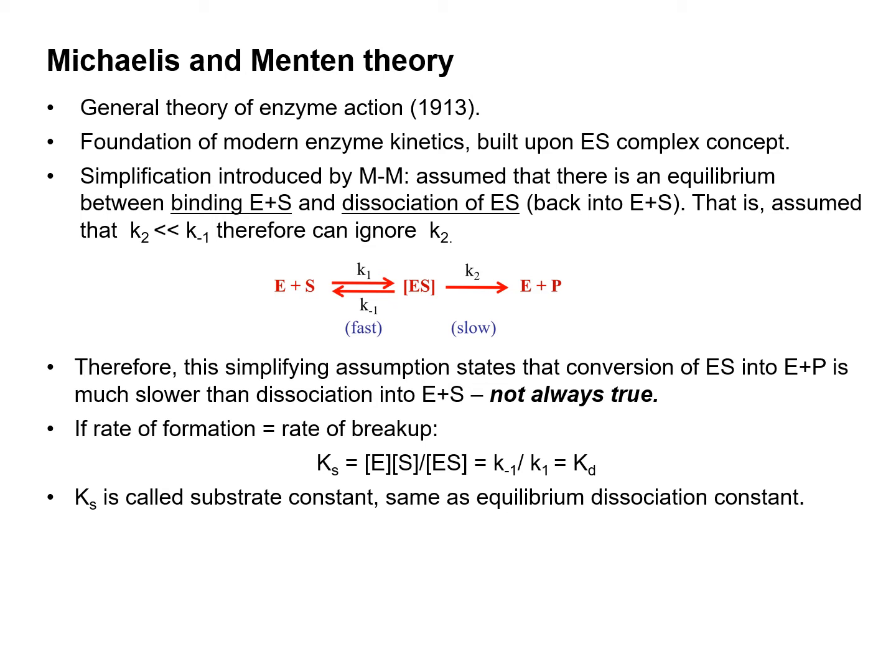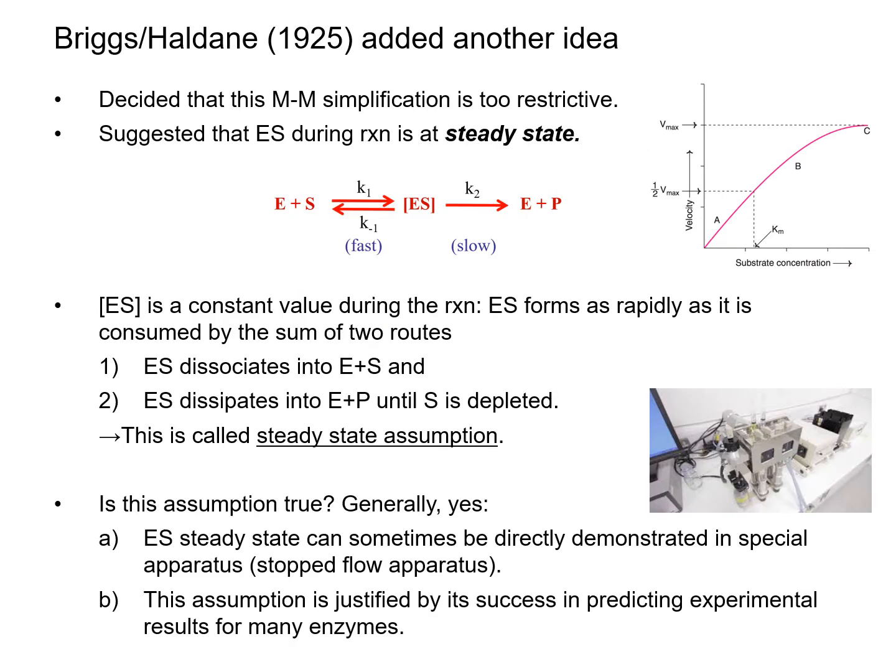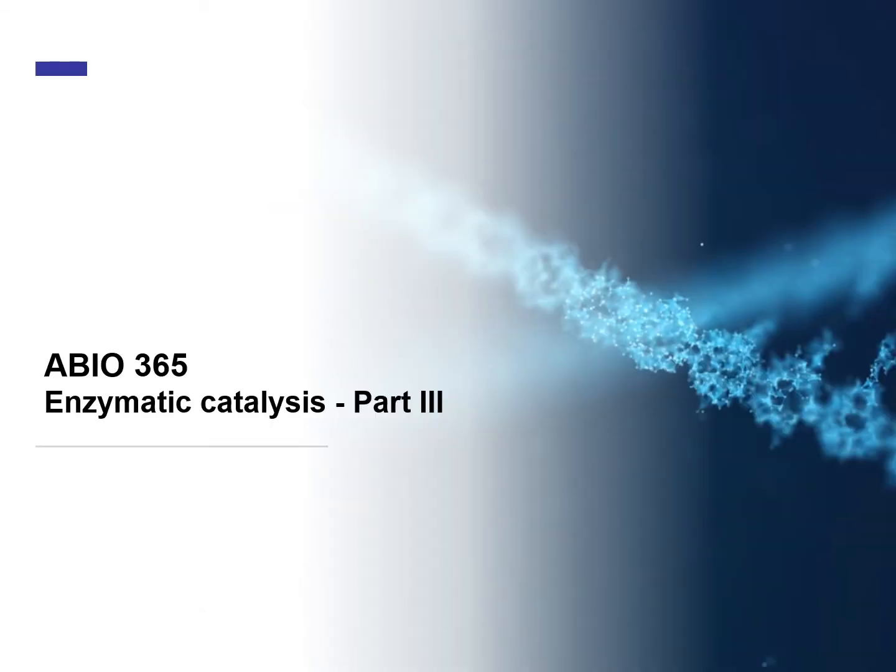And of course, there's a simplification and assumption that make this Michaelis-Menten theory work, so you should know them too. And later, Briggs and Haldane improved this Michaelis-Menten theory by adding an idea of a steady state. So that's the assumption where the ES concentration is at the steady state. Again, you should understand what they're suggesting and what it means in terms of better explaining the enzymatic reactions, and that's its kinetics.